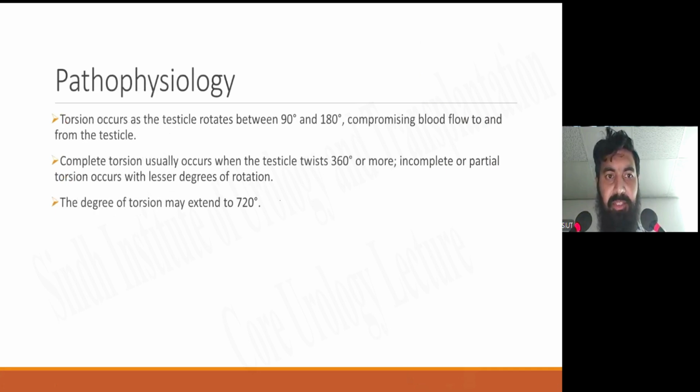Pathophysiology: torsion occurs as the testis rotates between 90 to 180 degrees, compromising blood flow to and from the testis. Complete torsion usually occurs when the testis twists 360 degrees or more. Incomplete or partial torsion occurs with a lesser degree of rotation. The degree of rotation may extend to 720 degrees.